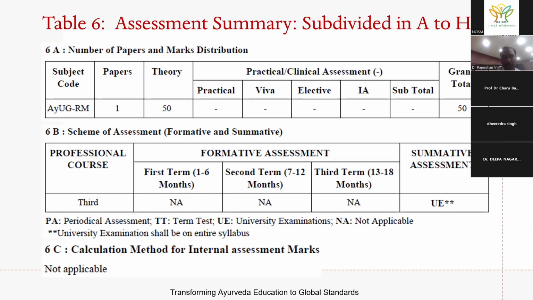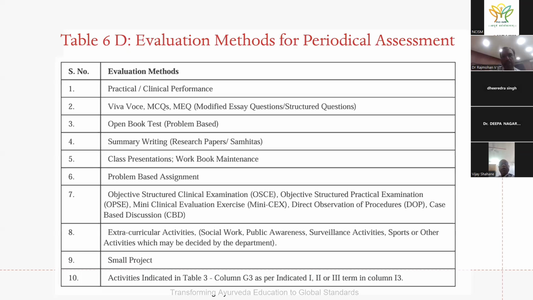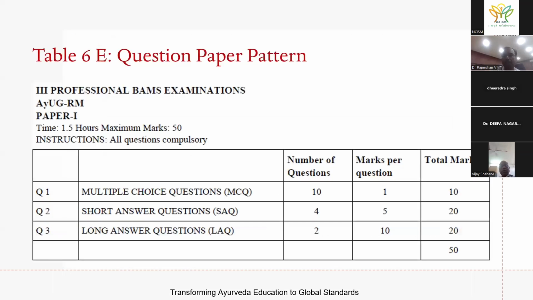The examination pattern, everything is very simple and straight. And the evaluation method, if you are conducting any type of assessment which will not be taken for the university examination, is there like with any other syllabus subjects. The exam question paper pattern is also very simple. We have 10 multiple choice questions with total marks of 10. Short answer questions: 4 short answer questions, 5 marks per question, and the total marks is 20. And long answer questions: only 2 long answer questions, and the marks are 20. And again, the total marks is only 50.